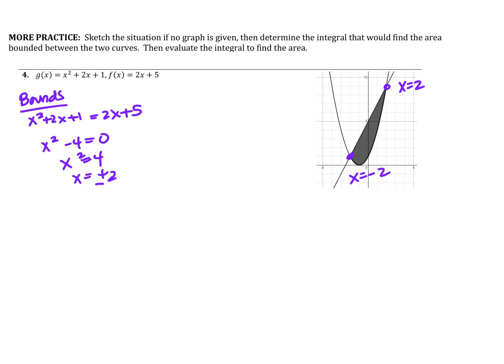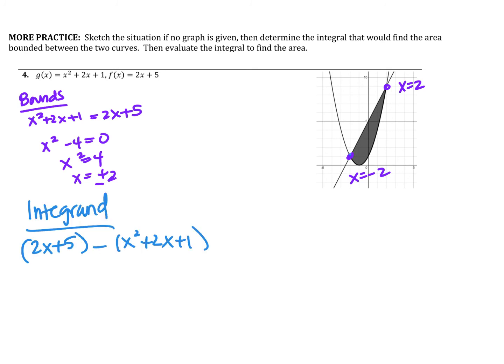Now I want you to figure out which is the big and which is the small function so that you can set up the area. And if you're struggling with this, physically trace the top part of the function of the shaded area. Ask yourself, which function am I tracing? Which function draws the top of this shaded region and which function draws the bottom? So go ahead and set up the integrand.